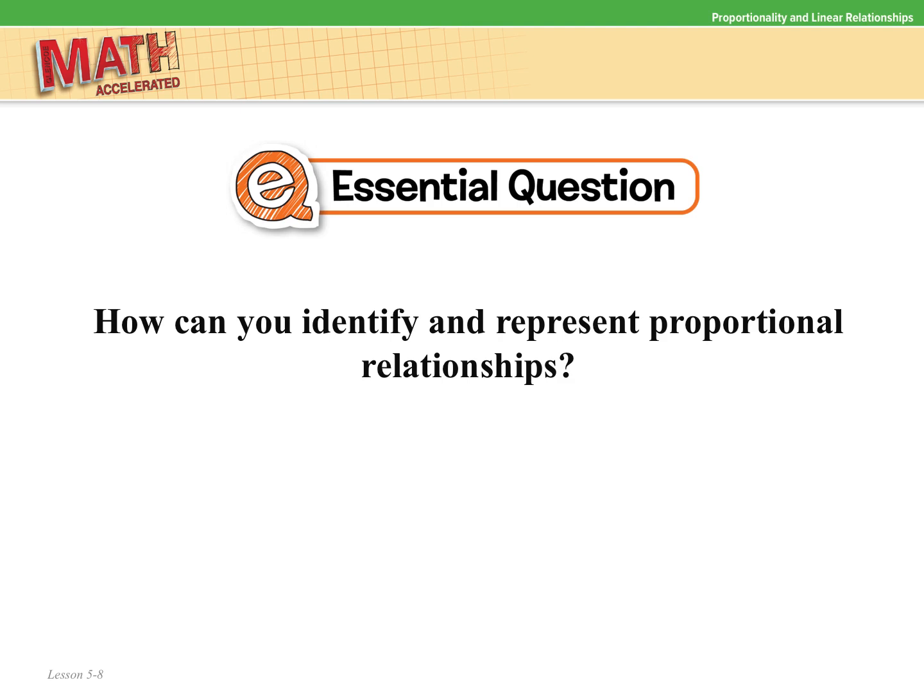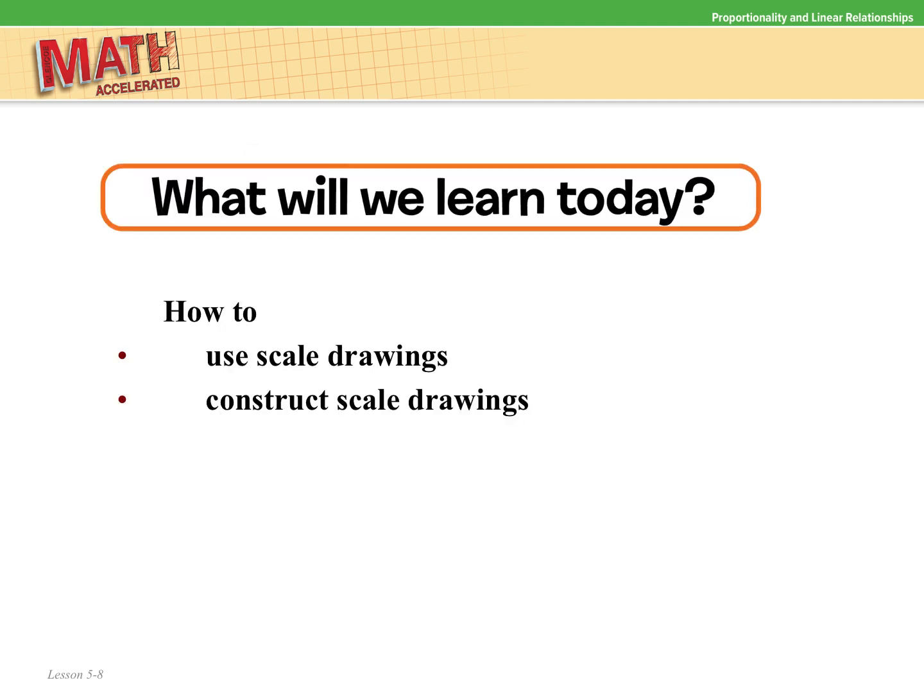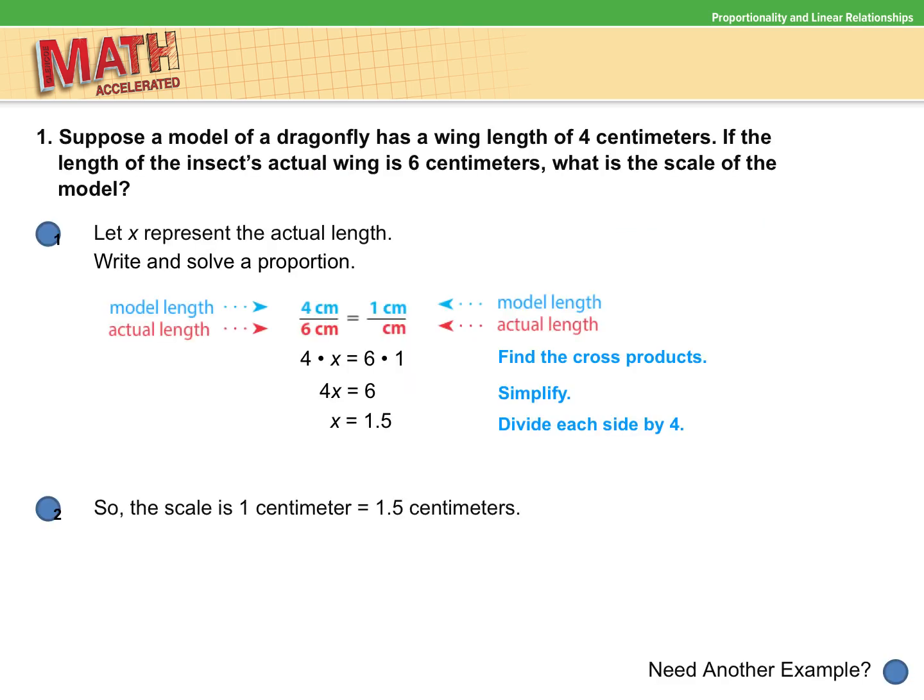So we're going to be thinking about those types of things. We're going to be comparing models to actual real life things. Looking at this example here, it says, suppose a model of a dragonfly has a wing length of 4 centimeters. So the model has a length of 4 centimeters. The actual length is 6 centimeters. We want to know the scale. So we want to do model over actual. It's always going to be model over actual.